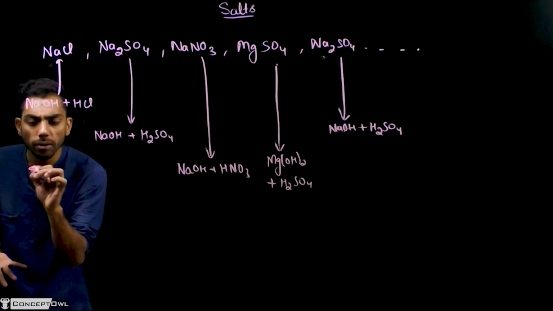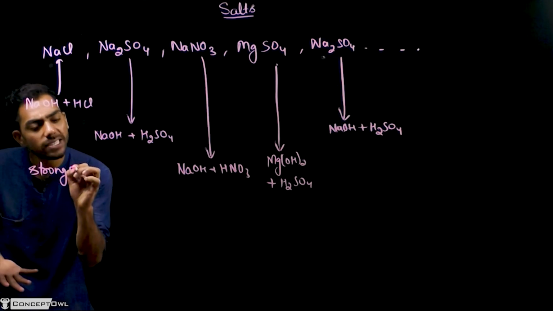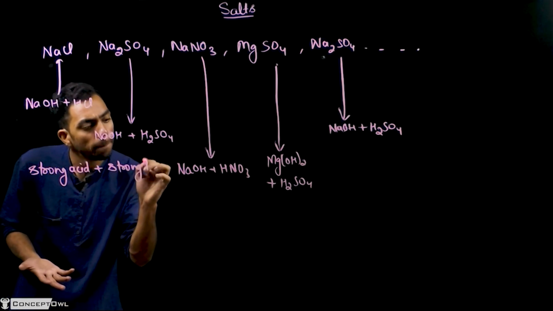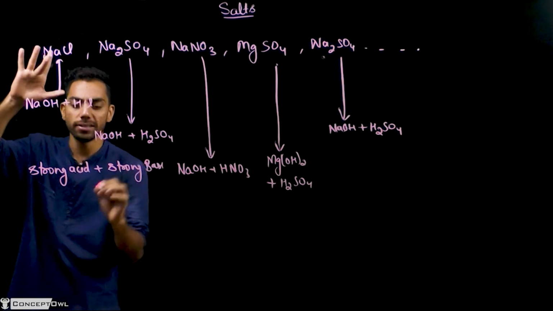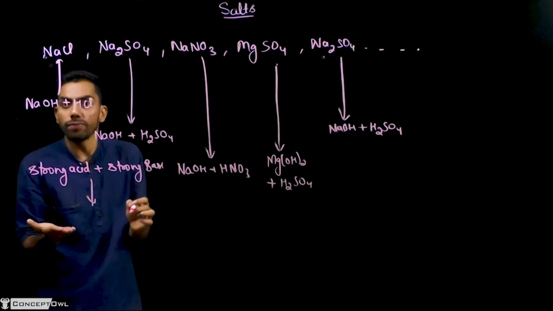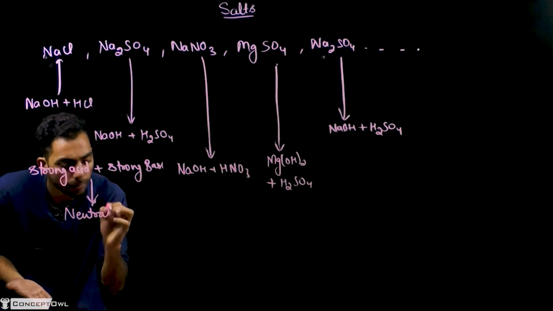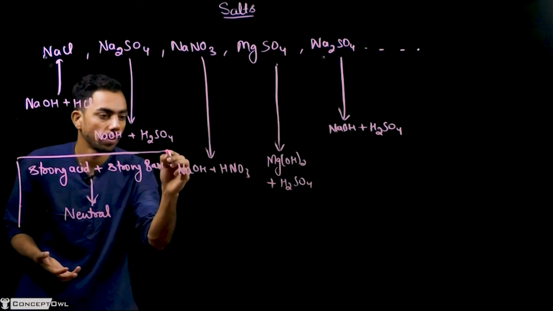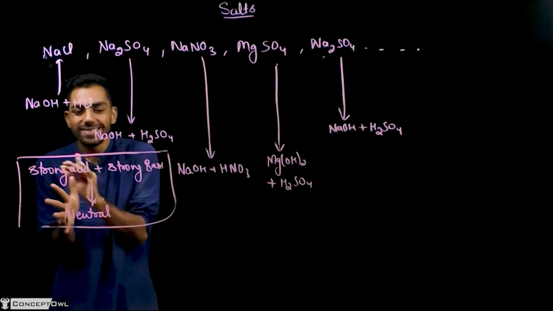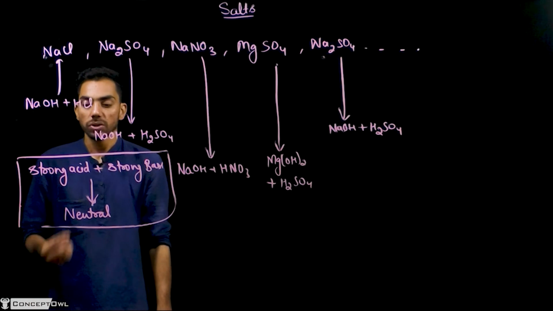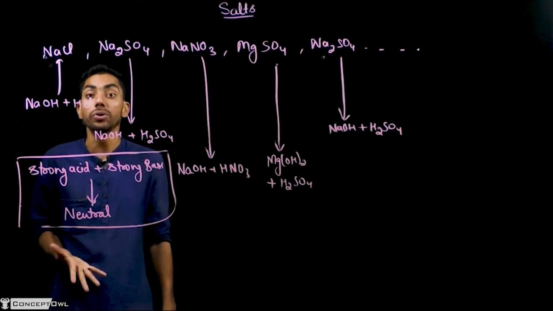If you have strong acid plus strong base, like in this case, the salt that you are getting from here will be neutral. The strong acid can neutralize completely this strong base. So in this case, you will get the neutral salt.